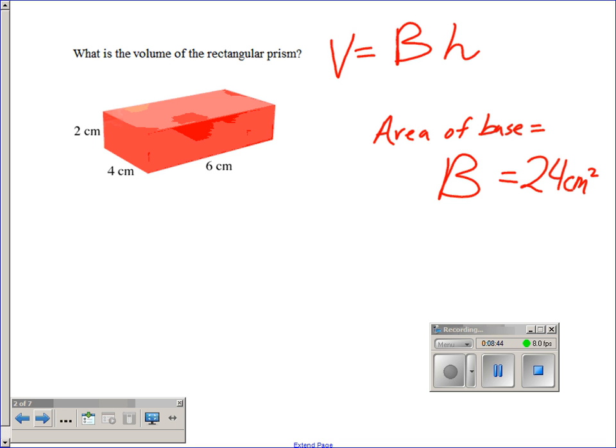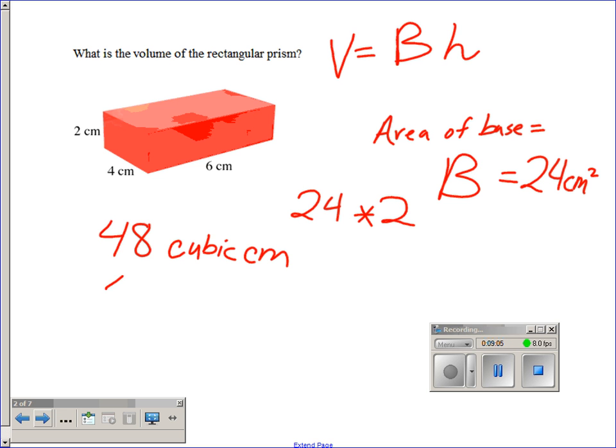How high is it? 2. So if we take our 24 and multiply it by our height, what's 24 times 2? 48. So we will have 48 cubic centimeters, or 48 centimeters cubed. Everybody okay with that?